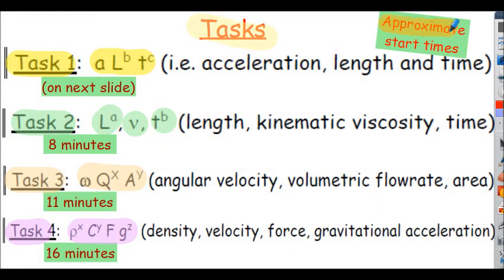And here are the approximate start times related to the various tasks contained within the presentation. On the next slide, task 1 commences, but task 2 commences 8 minutes in, task 3 11 minutes in, and task 4 16 minutes into the presentation. Please note that these times are rounded to the nearest minute.